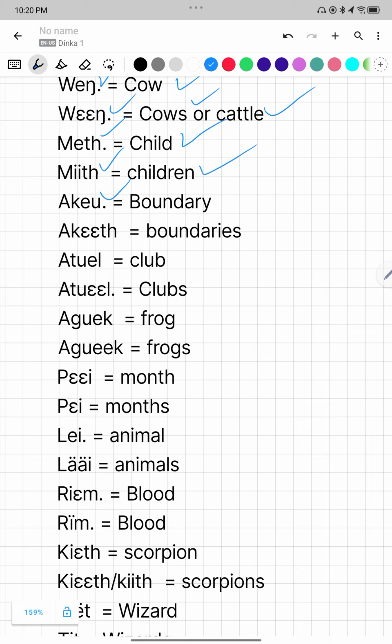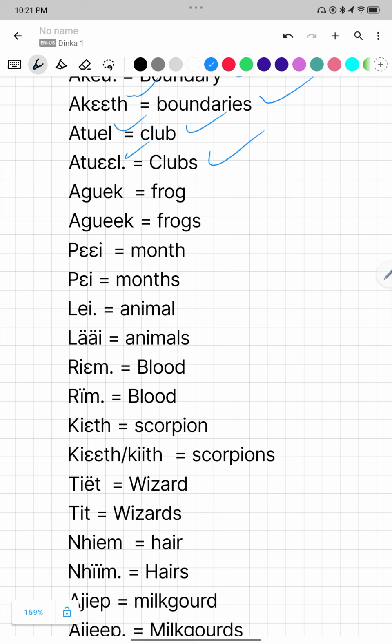Akeu, A-K-E-U, means boundary. Boundary. Akep means boundaries. Atwell means club. That big stick is called atwell. Atwell means clubs. Clubs. It is very common in cattle camp. They used to carry it, atwell.